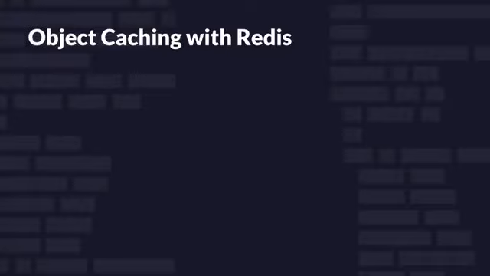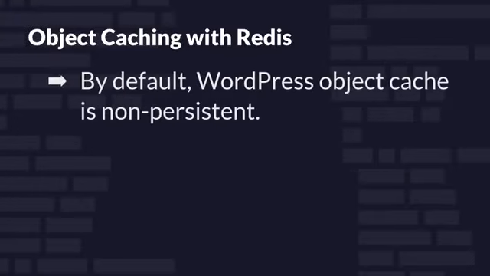2. Object caching with Redis. By default, the object cache in WordPress is not persistent. This means that data stored in the cache resides in memory for the duration of the request and is often removed after the response is delivered.